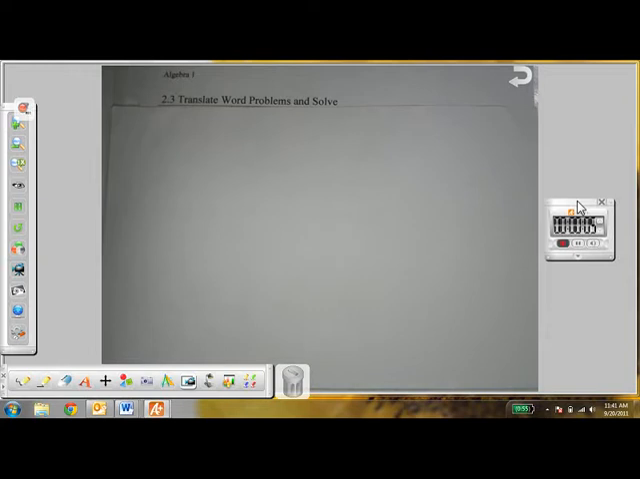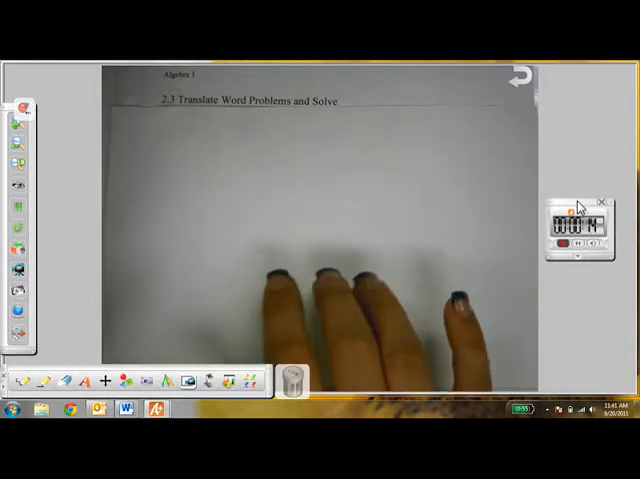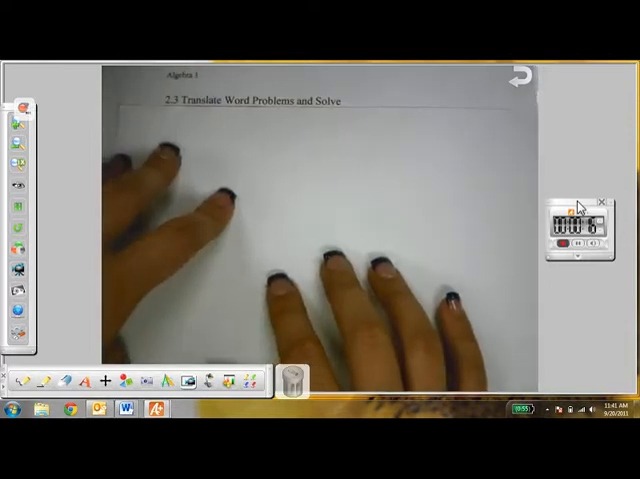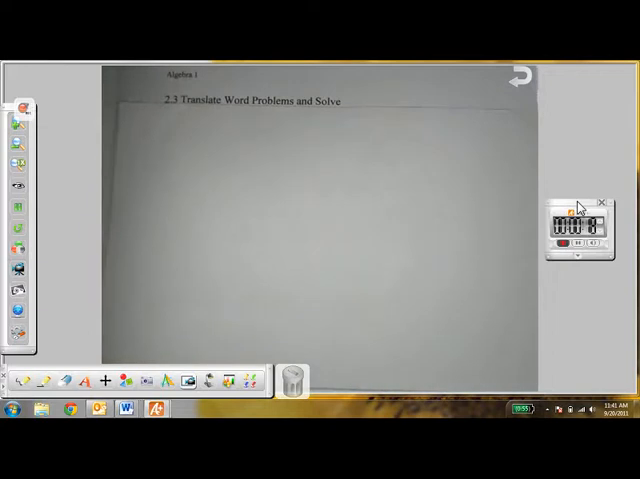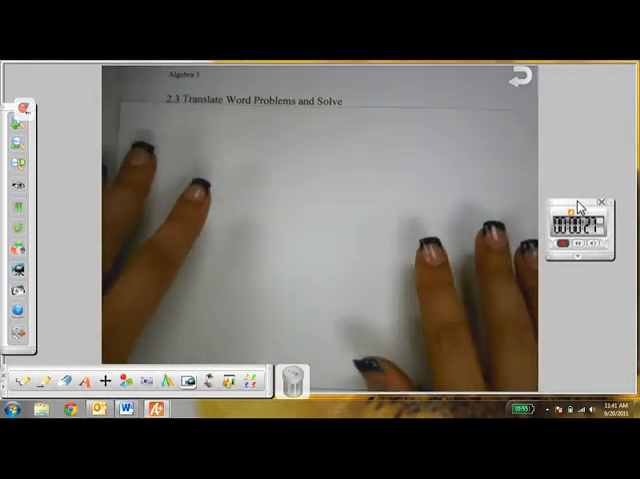We're doing 2.3 today because 2.2 is a little shorter, so we're going to do that tomorrow along with another lesson. So we're going a little bit out of order today. In 2.3, all we're doing is translating word problems, which we started doing in the last unit, but today we're going to actually solve them. Get your Cornell notes set up.